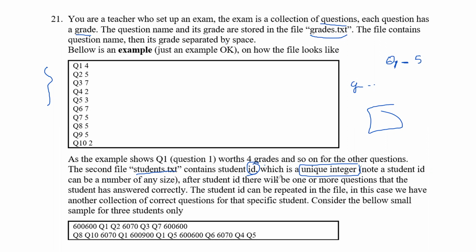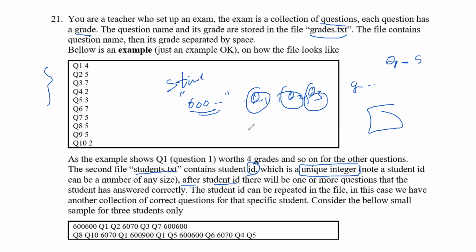After the student ID, there will be one or more questions that the student has answered. So the file students is going to contain a student ID, let's say 600 blah blah blah whatever. And after the student ID, I will have what? The questions that this student has answered correctly. For example, Q1, Q2, Q3. What does this mean? It means this student with this ID has answered question 1 and question 2 and question 3 correctly. Clear?